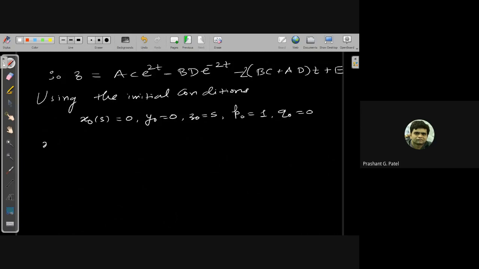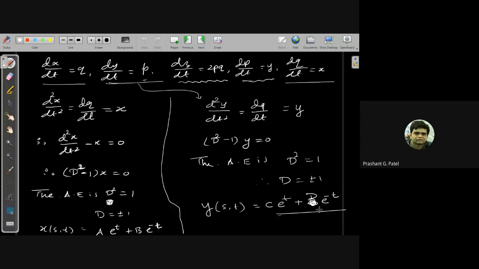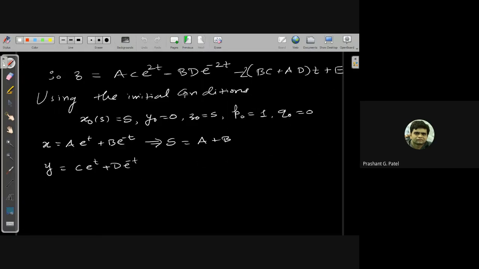First we have the value of x, which is a e^t plus b e^(-t). This is s at t equal to 0, which implies s is equal to a plus b. The second equation is the value of y we have from here, c e^t plus d e^(-t). If I use the initial condition, that is t is 0 and y is 0, this will give you c plus d equal to 0.